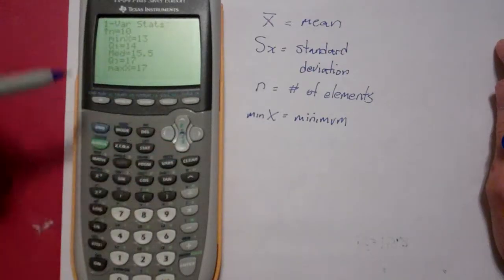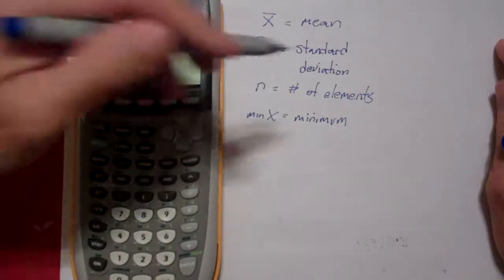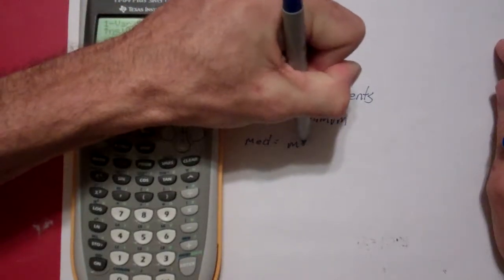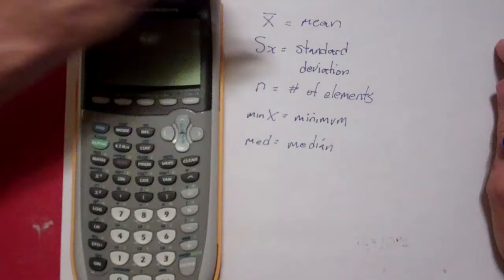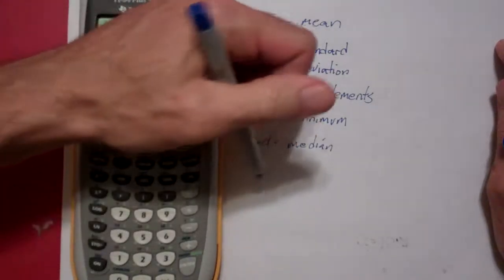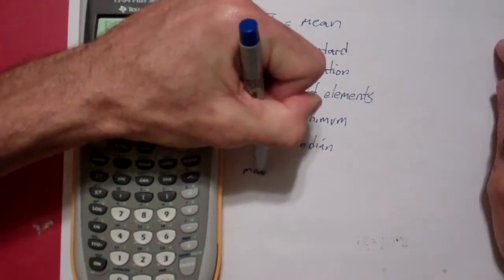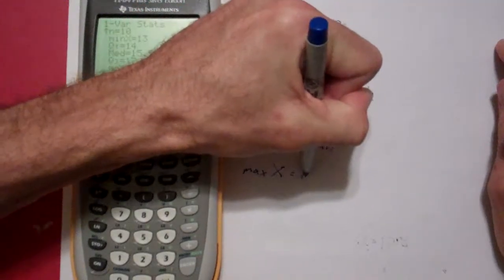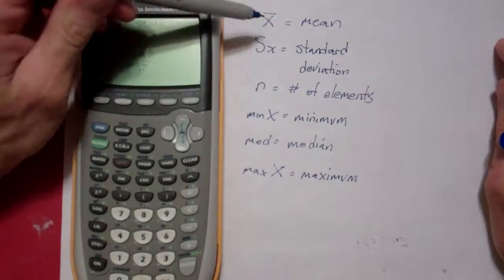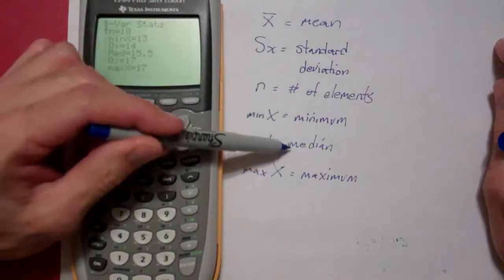I bumped the calculator. The MED is median. That's another measure of the center that we're going to use in just a second. So we're going to find it in just the same place. And the max x, that's our maximum value, as you would expect. So this is going to give us our mean, our median.